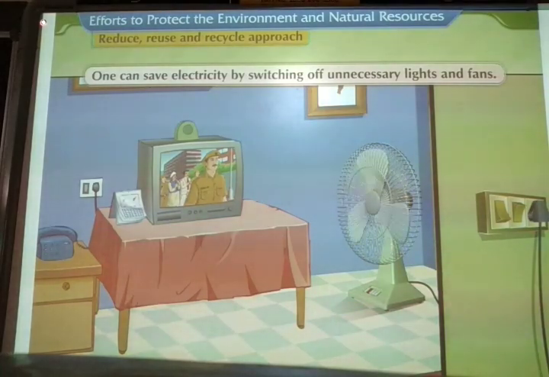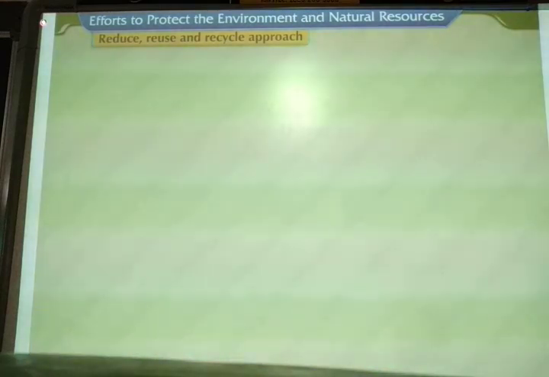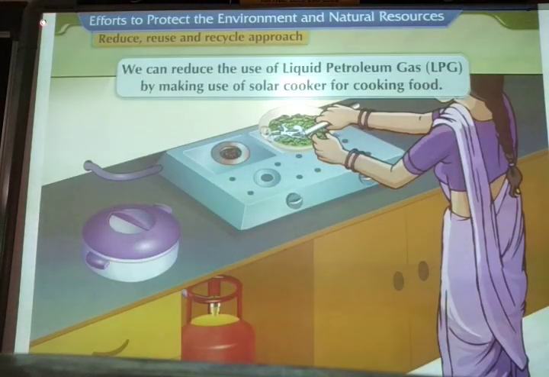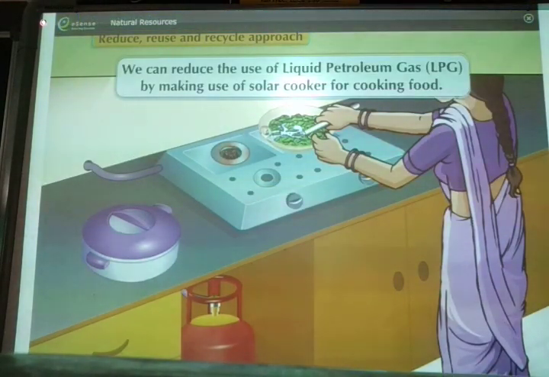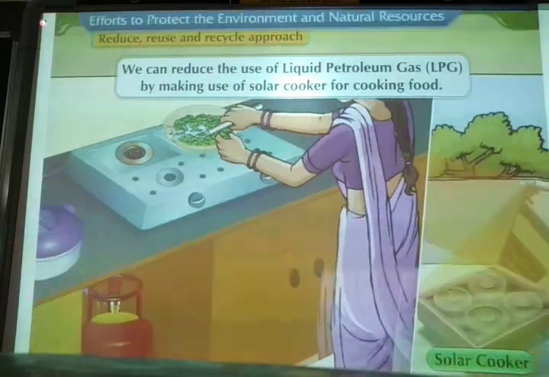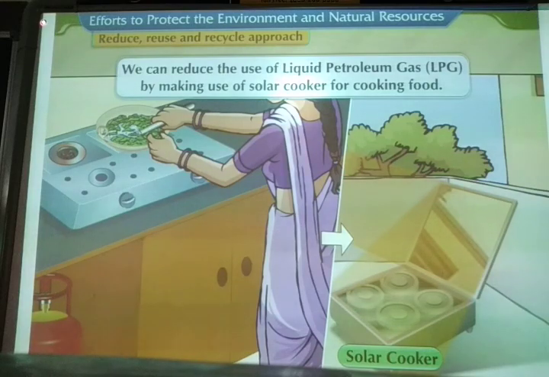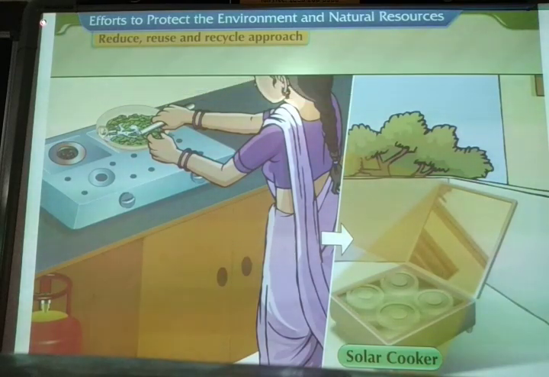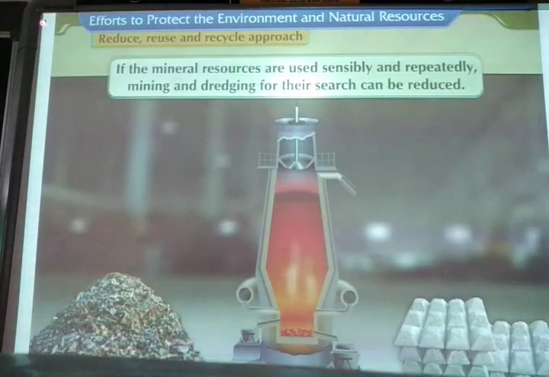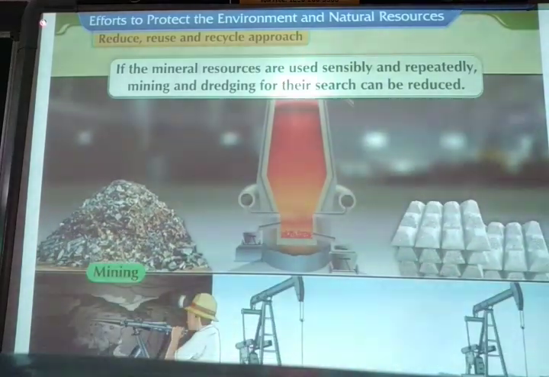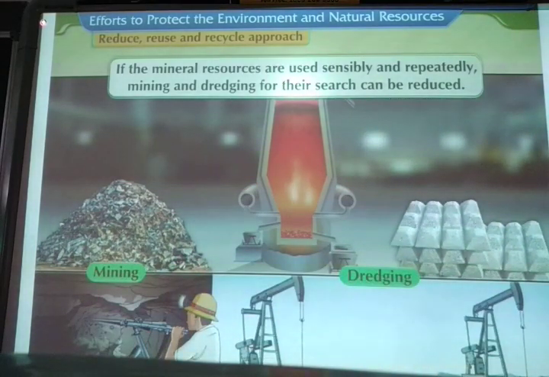One can save electricity by switching off unnecessary lights and fans. We can reduce the use of liquid petroleum gas (LPG) by making use of solar cooker for cooking food. If the mineral resources are used sensibly and repeatedly, mining and dredging for their search can be reduced.